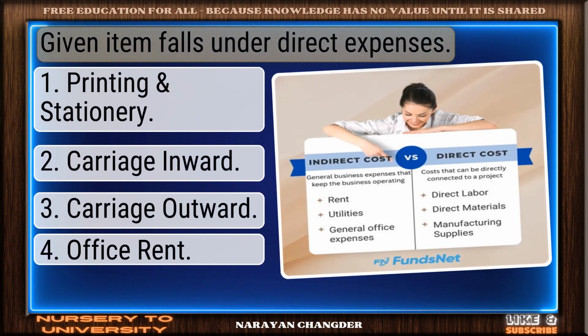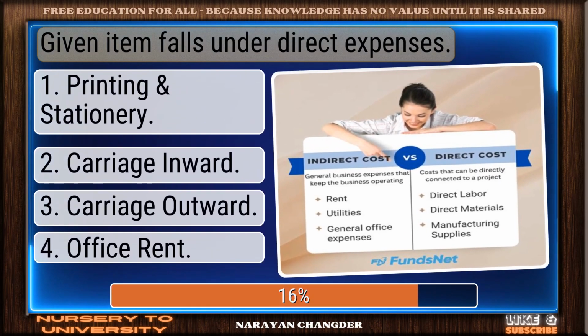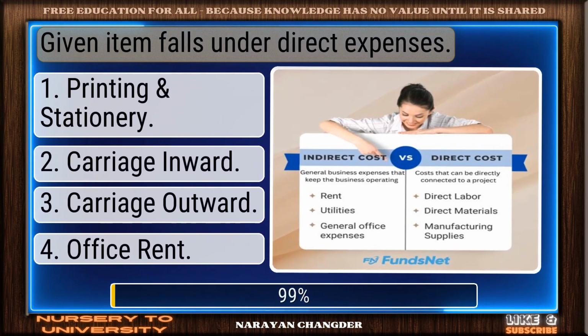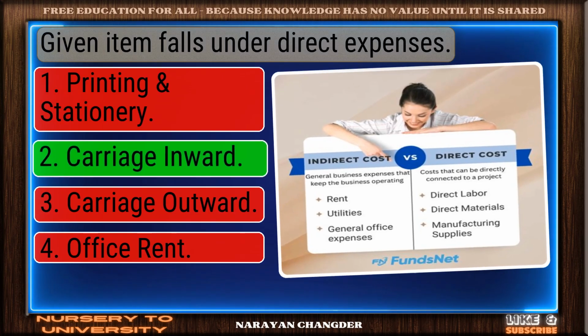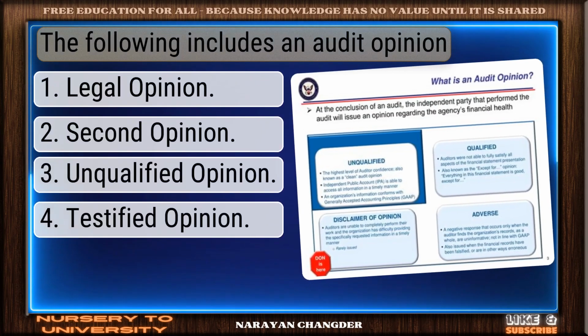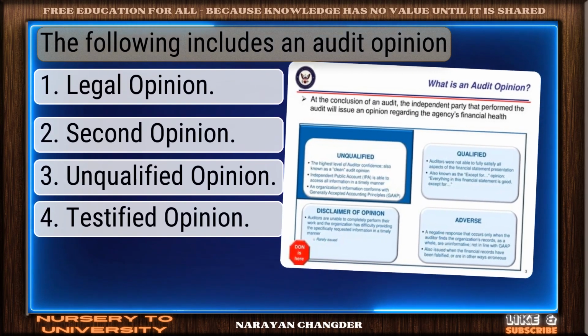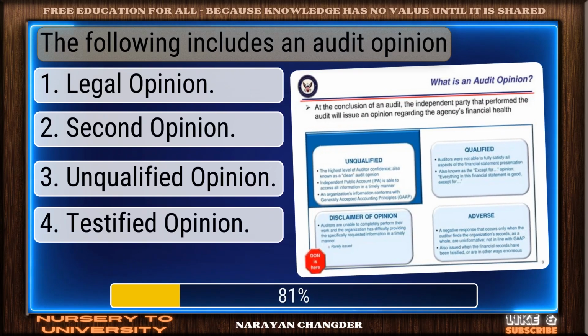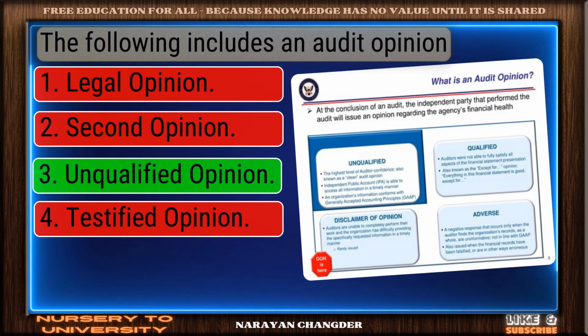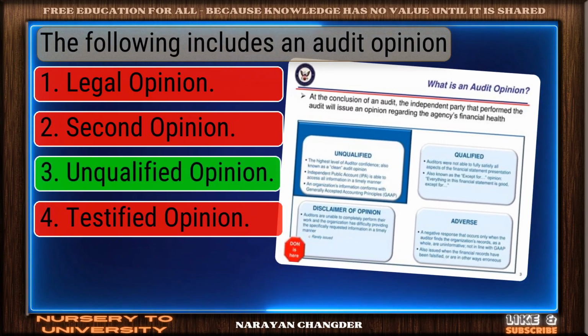Given item falls under direct expenses. Valid point. Carriage inward is true. The following includes an audit opinion. Well picked. Unqualified opinion is the correct answer.